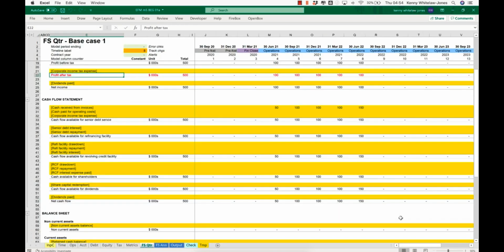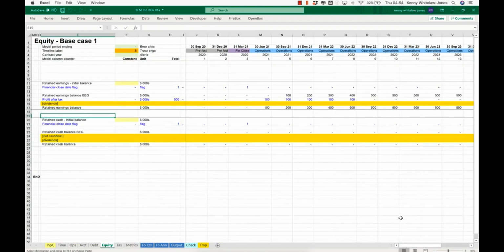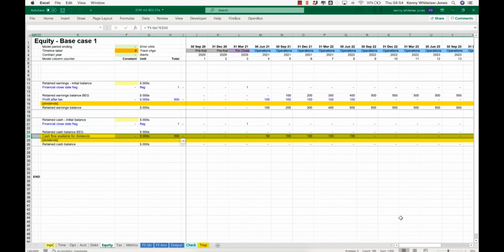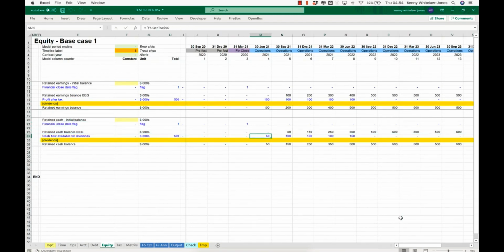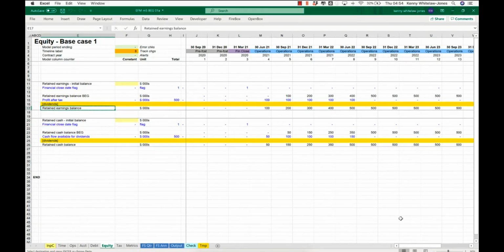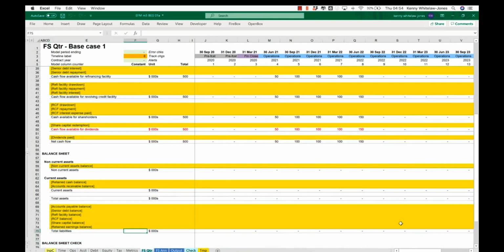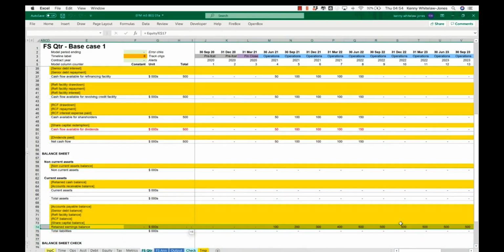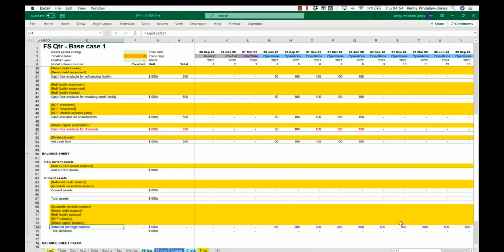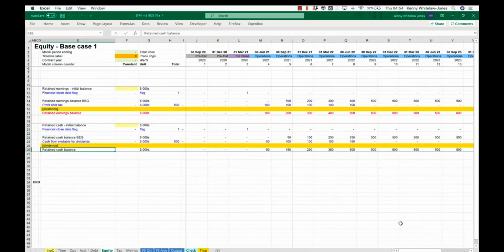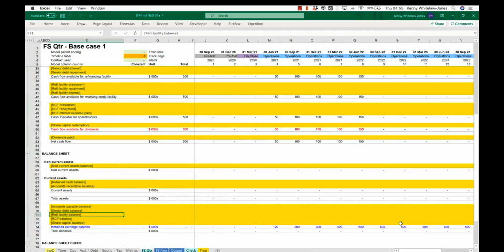Let's grab also our equivalent line from the cash flow statement, which is cash flow available for dividends. Okay, and we'll drop that into our cash balance. Okay, now this is also building up nicely. So let's go and drop these onto our balance sheet. Retained earnings, we said, was going to be on the liability side of the balance sheet, and our retained cash on the asset side of the balance sheet.